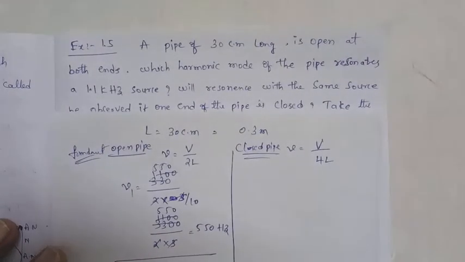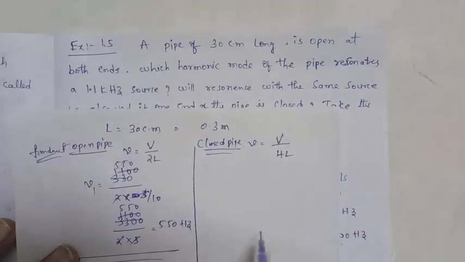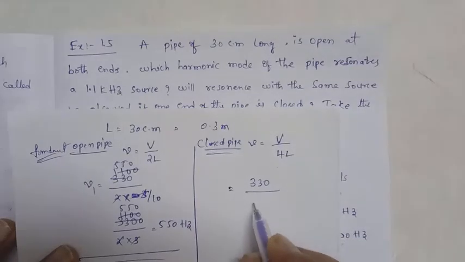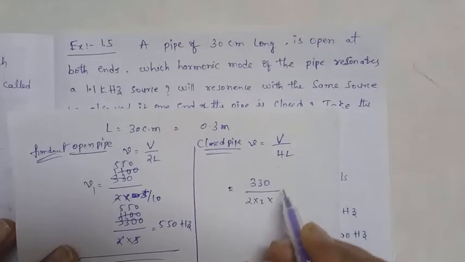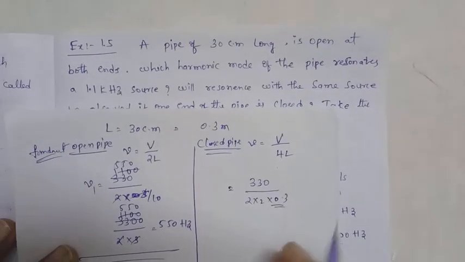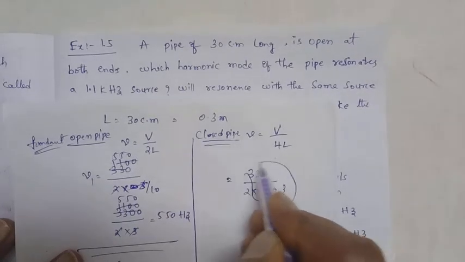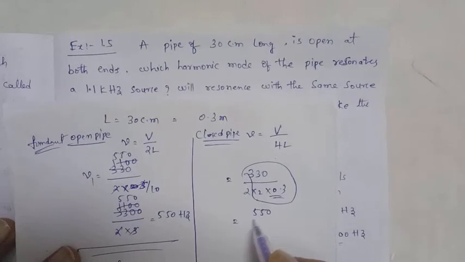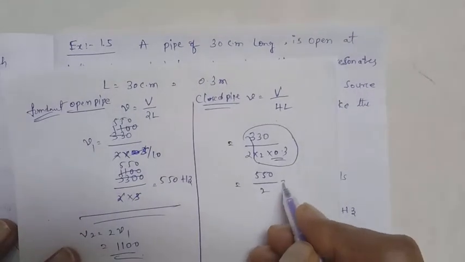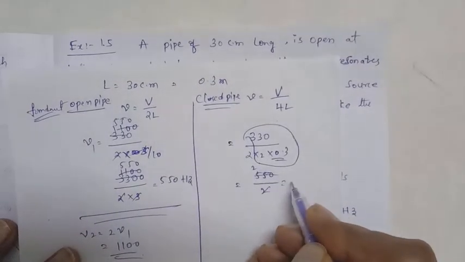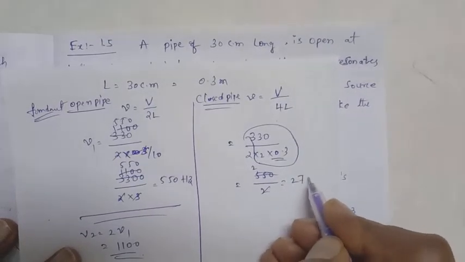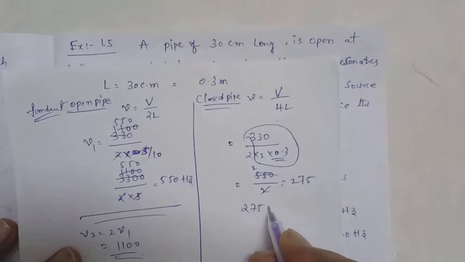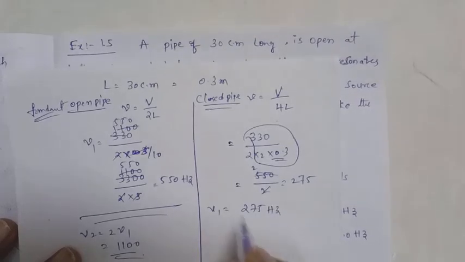So what about the closed pipe? What is the fundamental frequency? V by 4L. So V means 330 by 4, which can be written as 2 into 2, into L which is 0.3. We already derived 330 by 2 into 0.3, that is 550, divided by 2. That means 275 Hz. It is the new one.